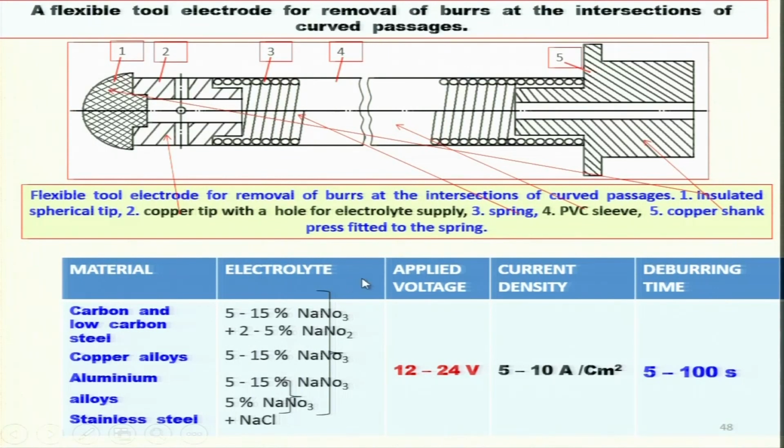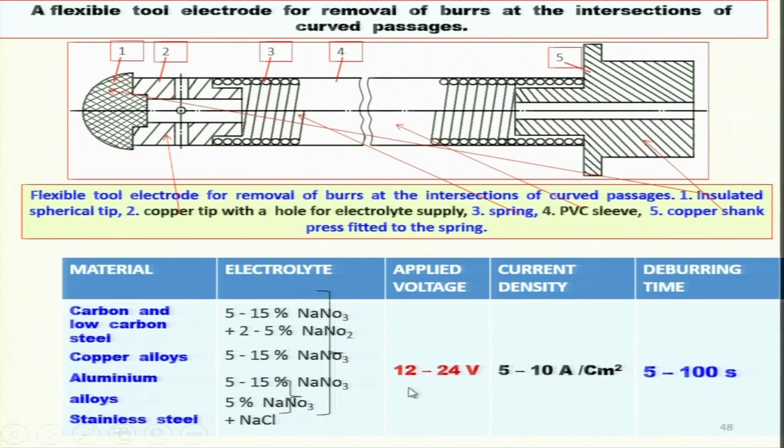Material, electrolyte, applied voltage, current density, deburring time. So, you can see here for different materials you can use different type of the electrolyte. However, here in almost all cases except one, sodium nitrate is being used as the electrolyte with different percentage, and for stainless steel it is the NaCl, and for other materials like low carbon steel, copper alloy, aluminum alloy, this is sodium nitrate. But there are various kinds of the material for which you will require different type of the electrolyte. So, you have to choose it carefully.